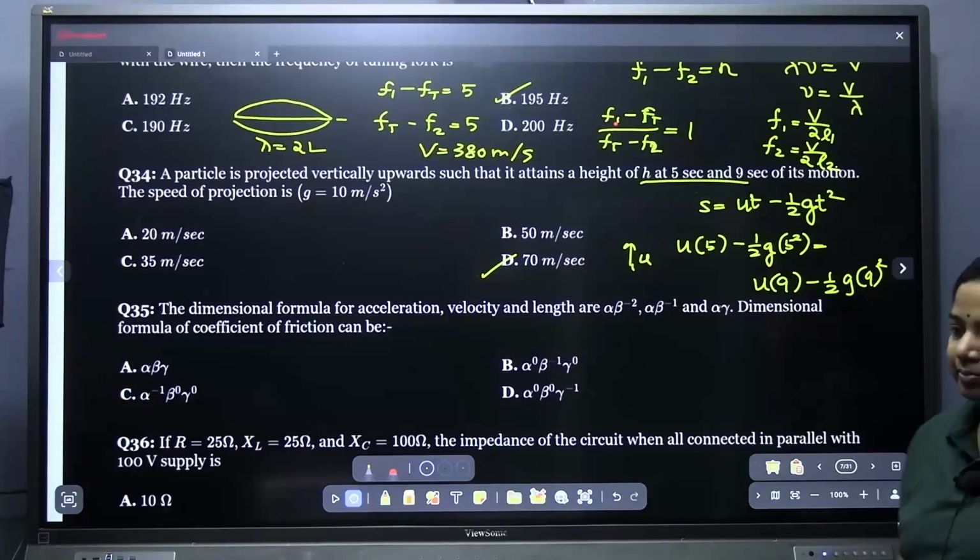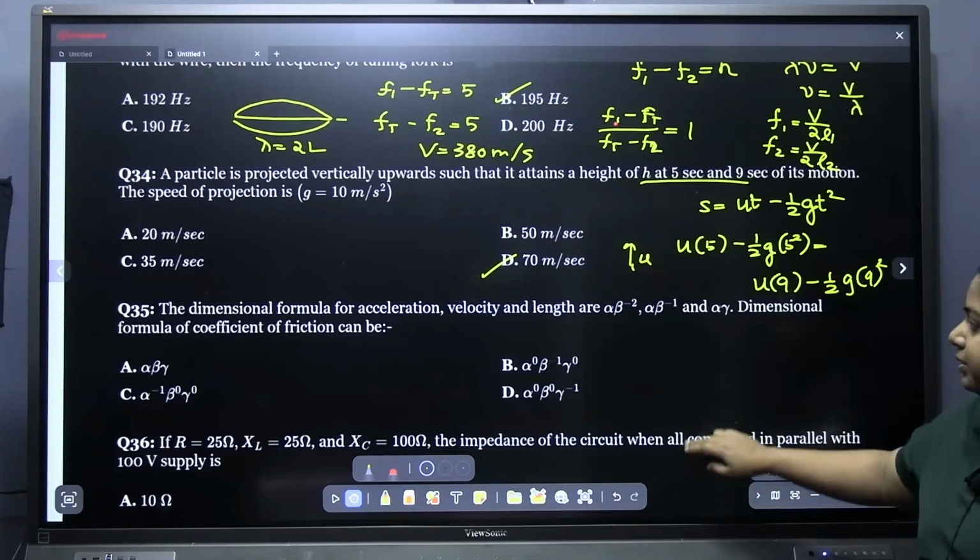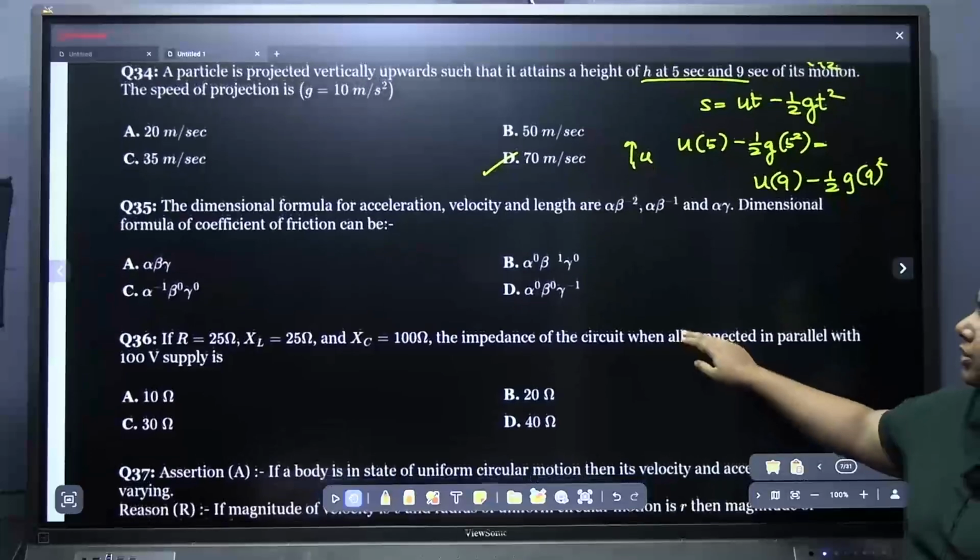Is it clear? I hope it's clear for all. We will go to the next one.